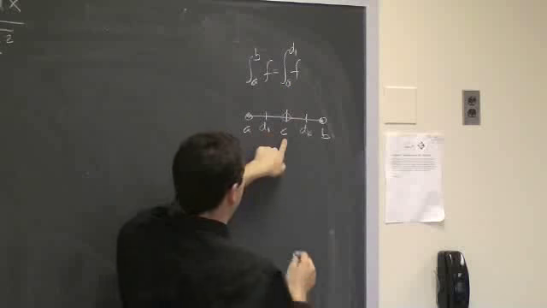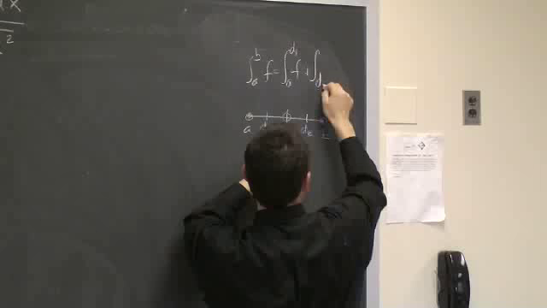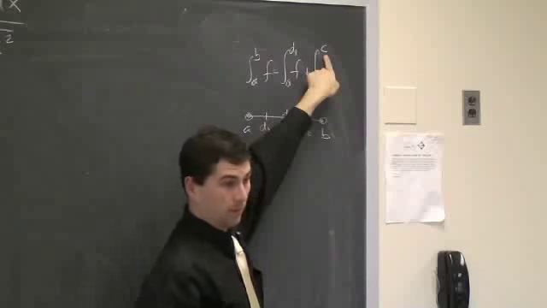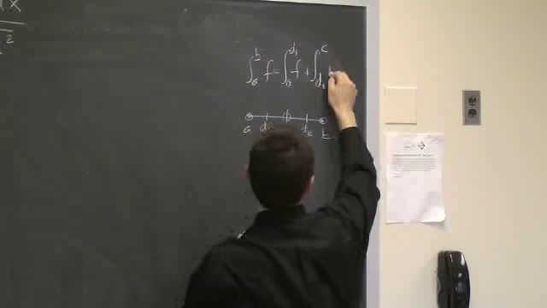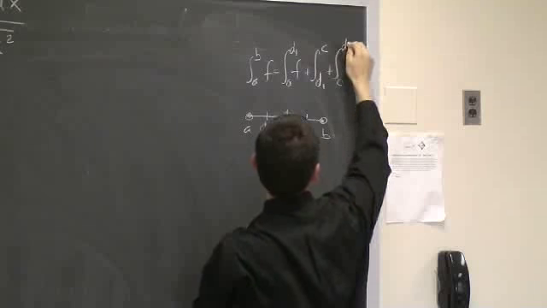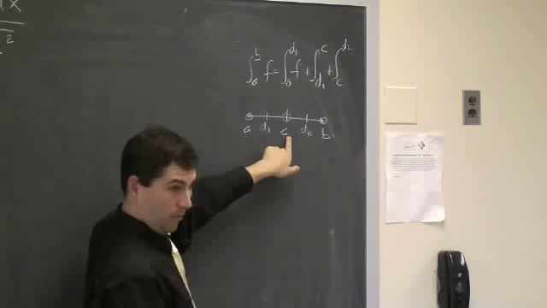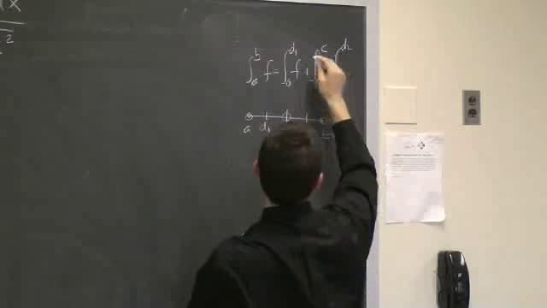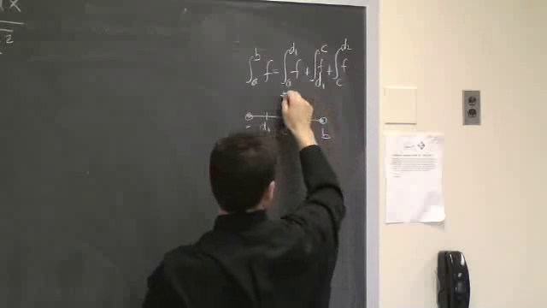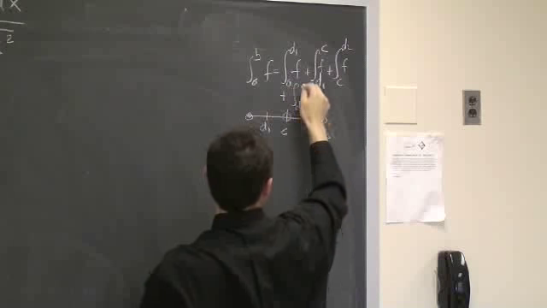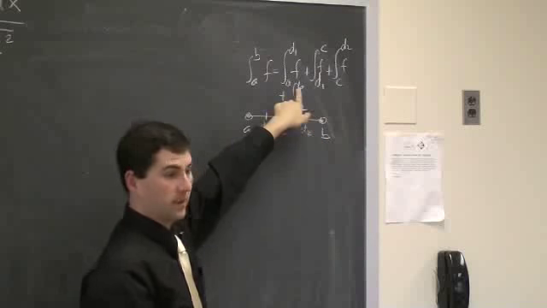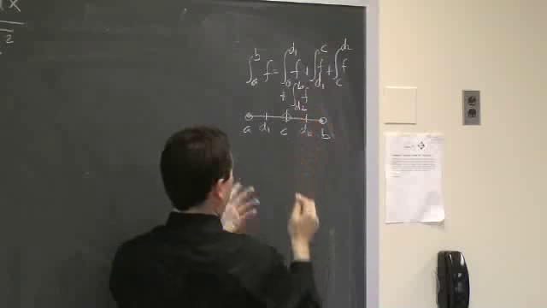Then you're going to integrate from D1 to C. Again, now you only have one problem, the problem at C. Then you're going to integrate from C to D2, and again you only have one problem, the problem at C. And then lastly, you'll integrate from D2 to B, and again you only have the one problem, the problem at B. So that's how you'd have to do it.